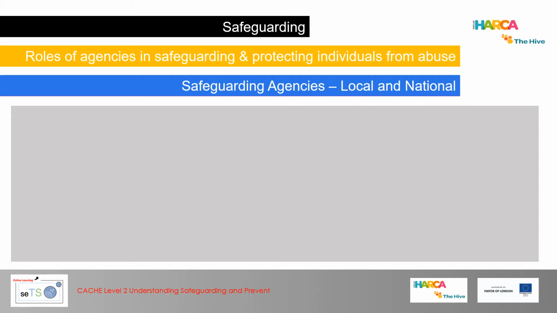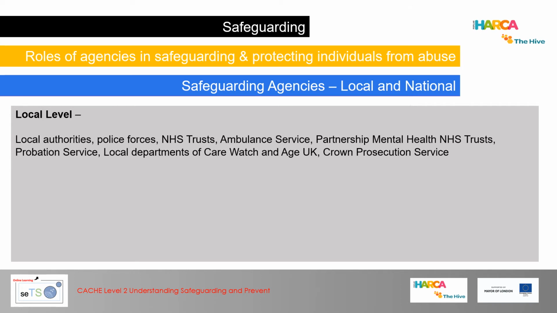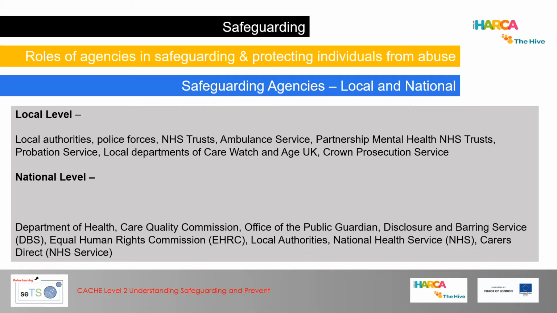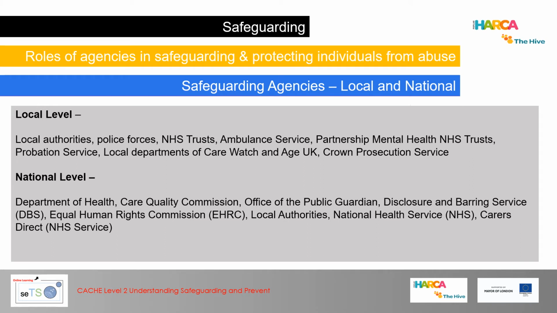Safeguarding agencies, local and national. At the local level: local authorities, police forces, NHS trusts, ambulance service, partnership, mental health NHS trusts, probation service, local Healthwatch and Age UK, Crown Prosecution Service. At the national level: Department of Health, Care Quality Commission, Office of the Public Guardian, Disclosure and Barring Service, Equality and Human Rights Commission, local authorities, National Health Service, Carers Direct.